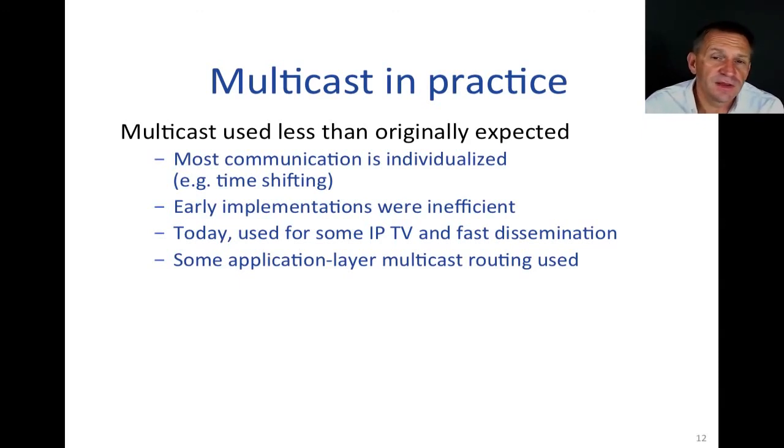Also, some of the early implementations were pretty inefficient, like DVMRP, and were found to have scaling problems. And so it reduced some of the interest or the enthusiasm that people had for introducing multicast. Today, it is used for some broadcast IPTV dissemination, and some applications do sort of an application layer specific multicast, not using the network infrastructure, but building their own overlay tree for themselves.